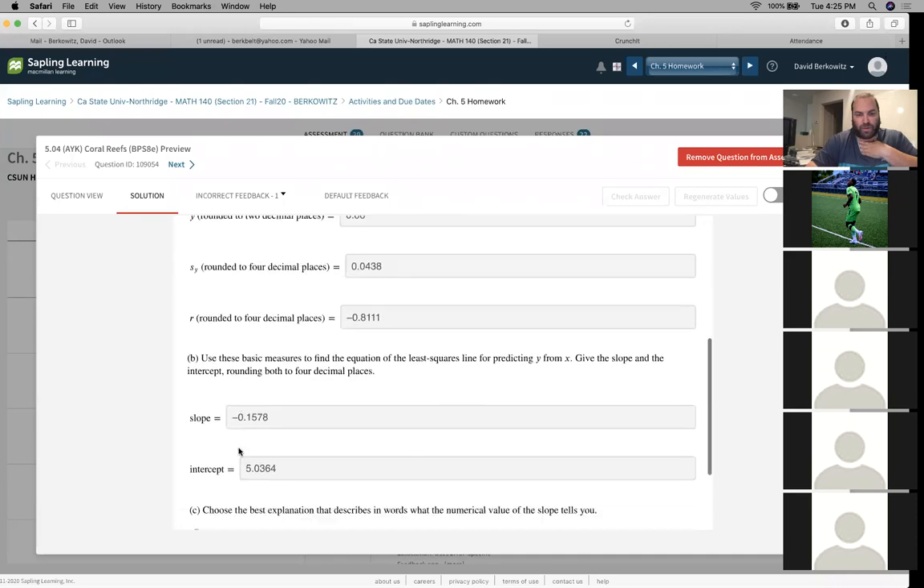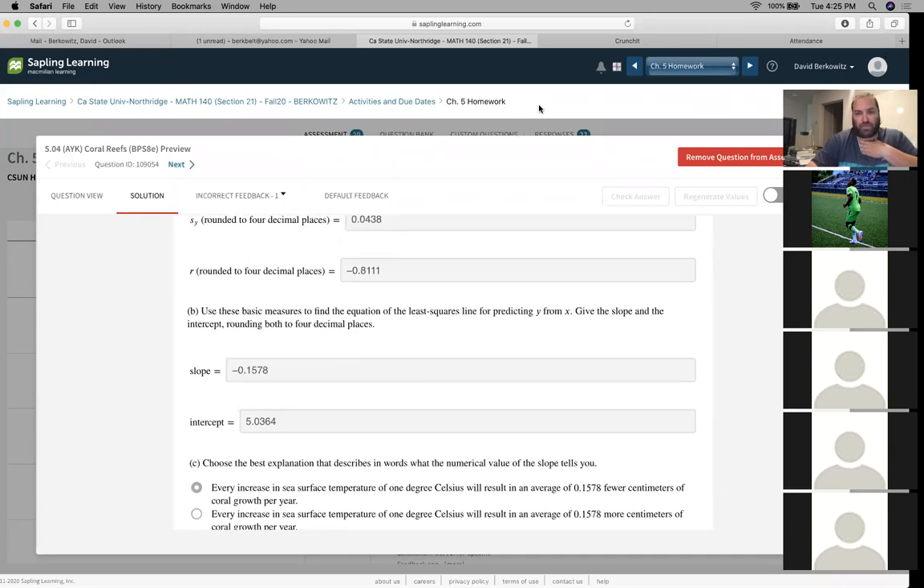And then for B, it's just the formulas again. The slope equals R SY over SX, which we have all three of those above. And then the y-intercept is equal to y bar, which we have, minus the slope, which we just calculated, times x bar. And you plug them in and you get the answers.